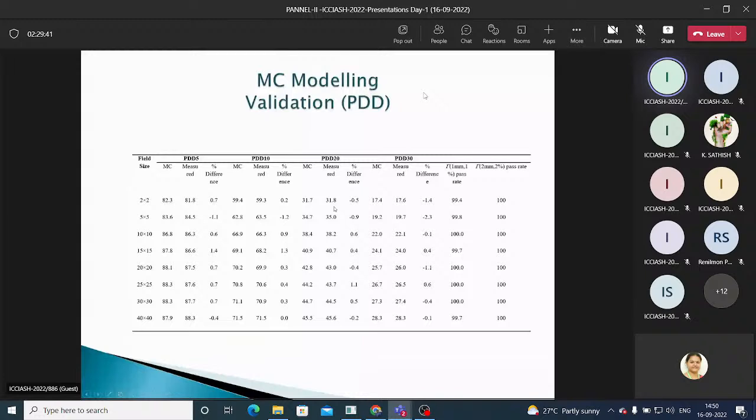There is a statistical analysis called gamma evaluation, which we do to match two sets of data: the data sets coming from the measurement and the data sets coming from the modeling. We compare and quantify how close they are to each other. And this is the dose deposition profile.